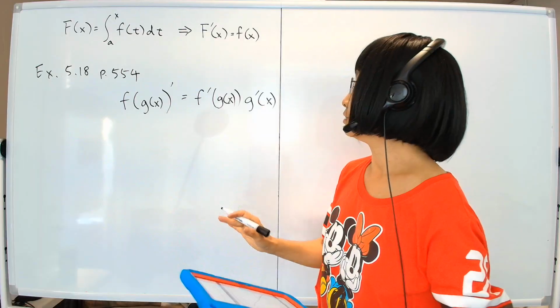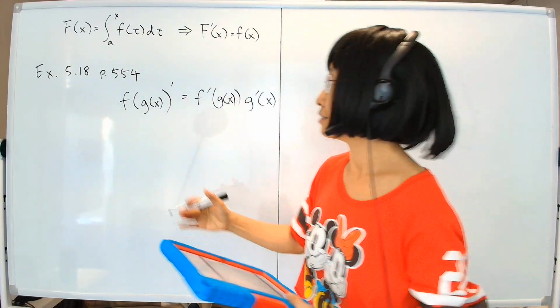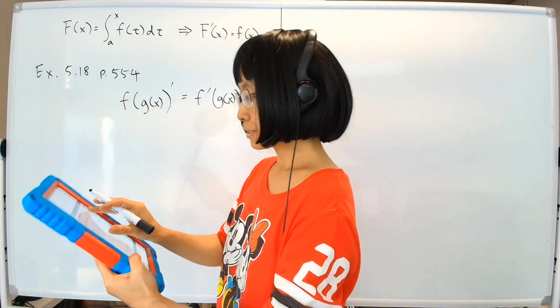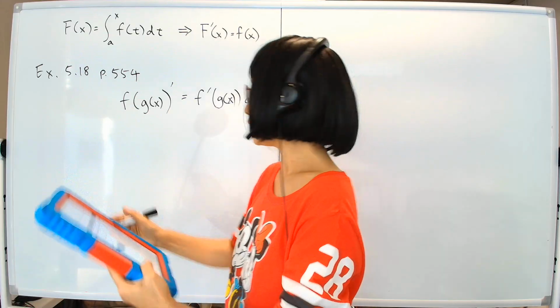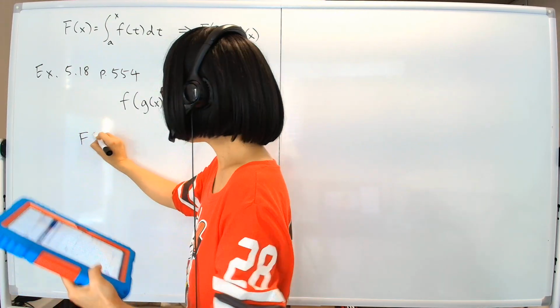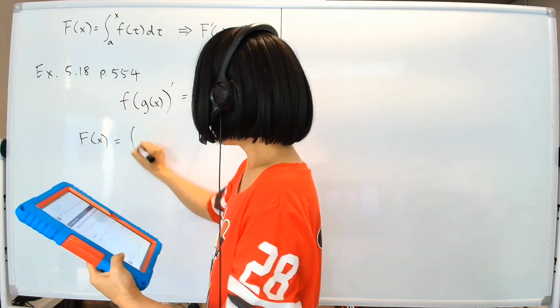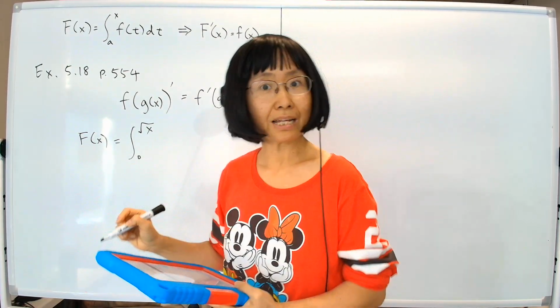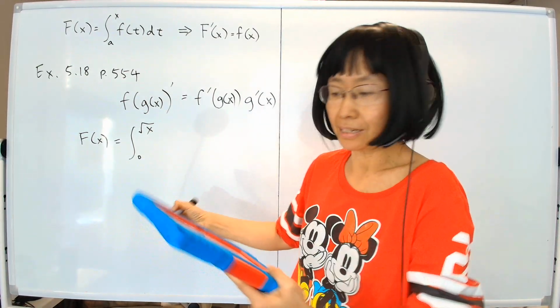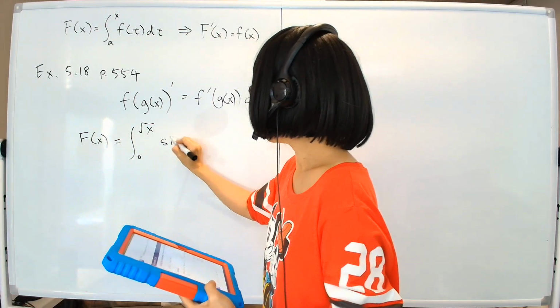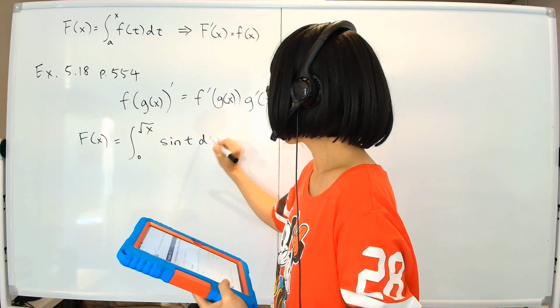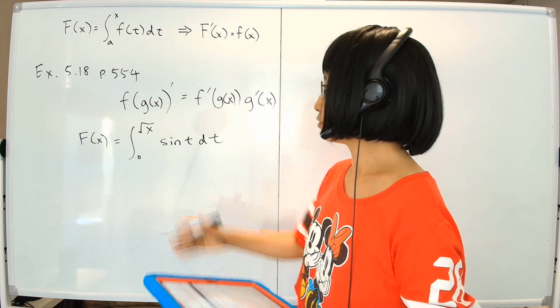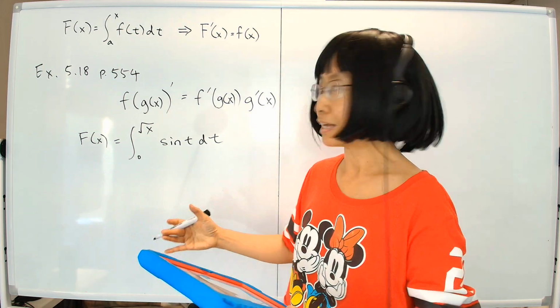Now that chain rule doesn't change here, okay? So let's look at example 5.18, where big F equals the integral from 0 to, with a slight complication, square root of x, not just x, of sine t dt. Okay. All right. Now, what are we supposed to do? Find f prime of x.